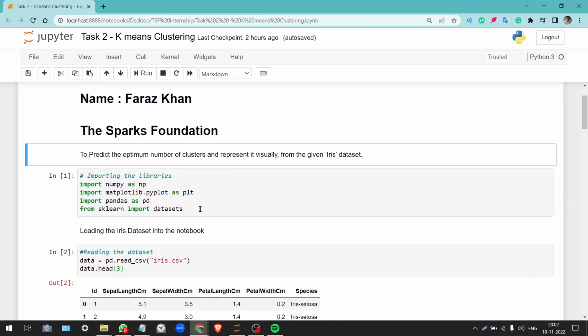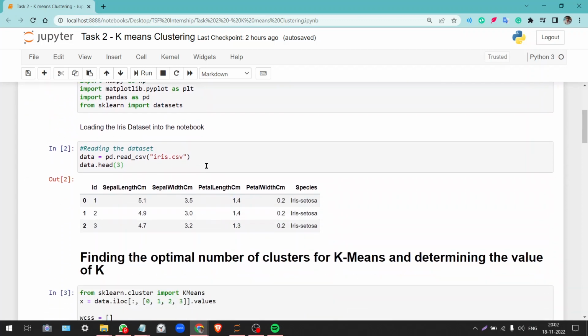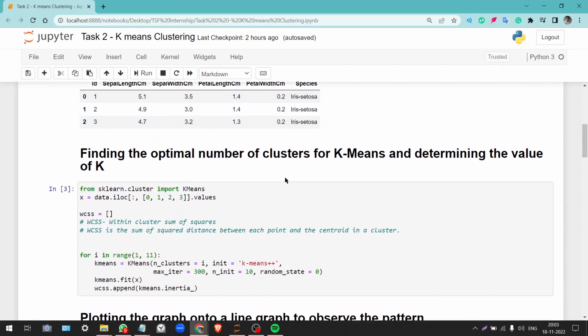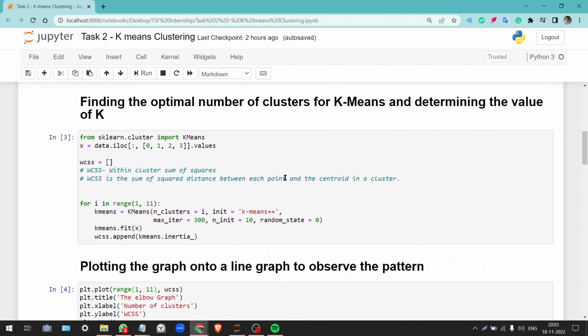First step, we are importing all the libraries. Second step, we are reading the dataset. We have read the dataset and we also printed the first three rows. Now, in the third step, we are finding the optimal number of clusters for k-means, determining the value of k. For this we have written this code.